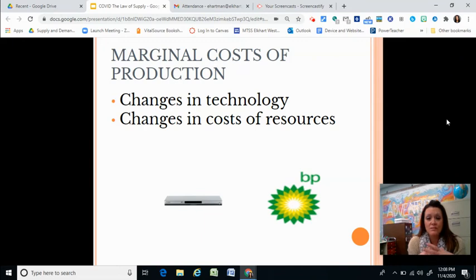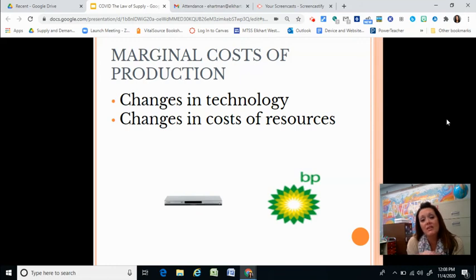It can happen because of changes in technology. For example, at the bottom of the screen, you see a DVD player. It got a lot less expensive to make DVD players as we went through time, and so the supply of those went up because the cost of production went down. Today, of course, they're being outmoded by streaming services, and so technology is causing a change in the supply of DVD players all over again.